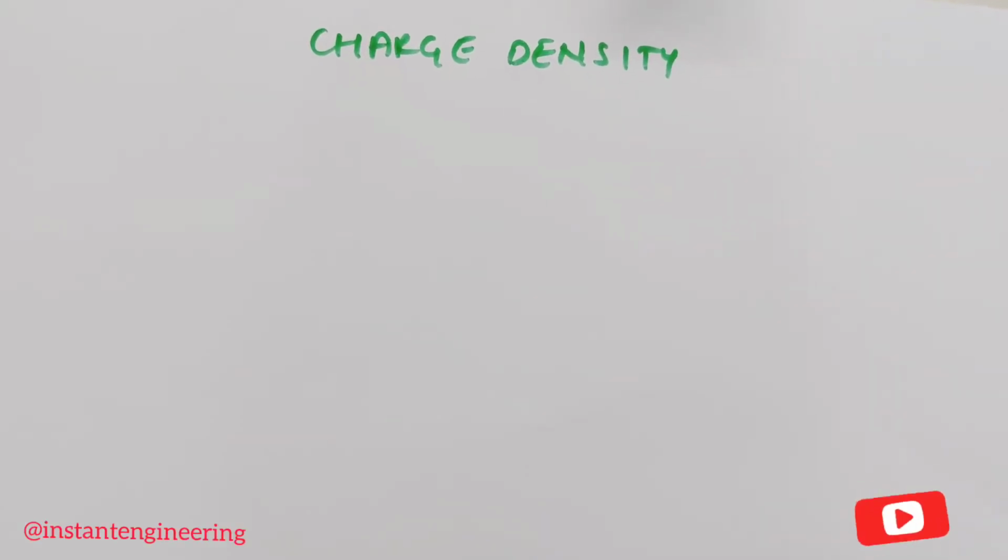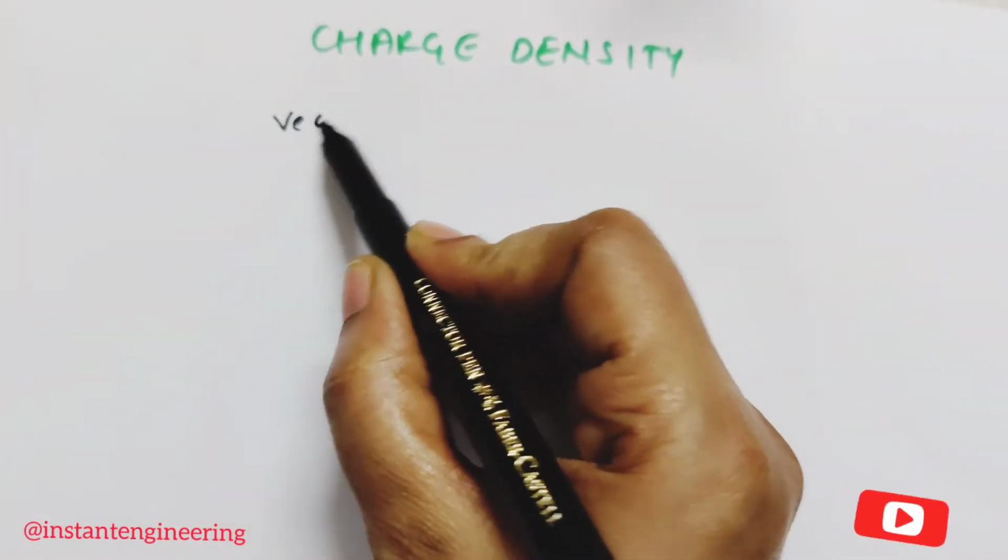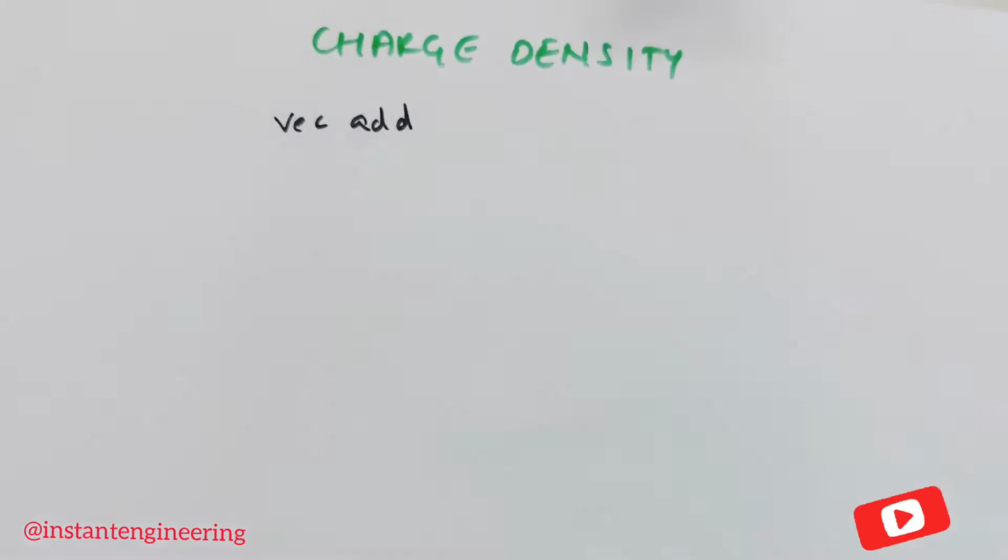So the next topic in field theory is charge density. What is this charge density? Like in the previous videos, we have seen vector addition. Vector addition is used to determine the field intensity at any point.